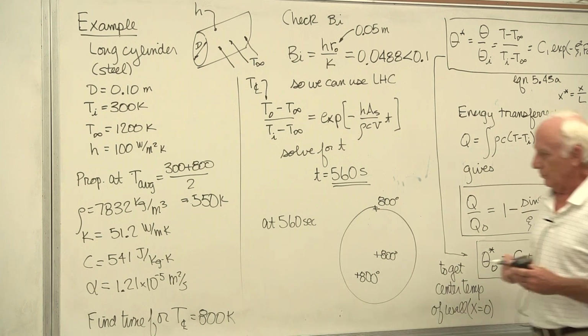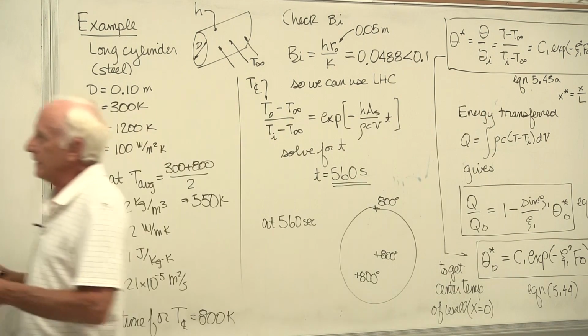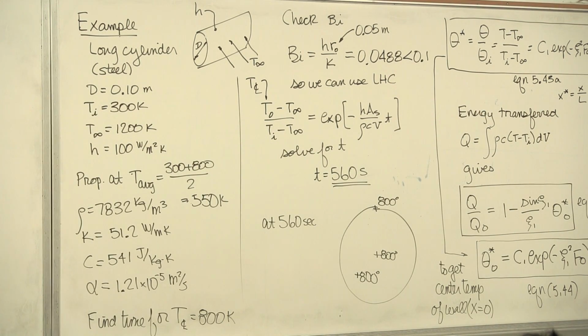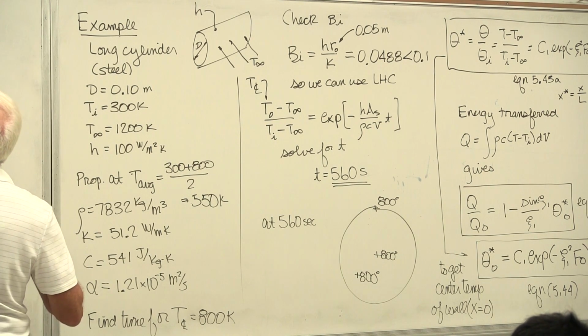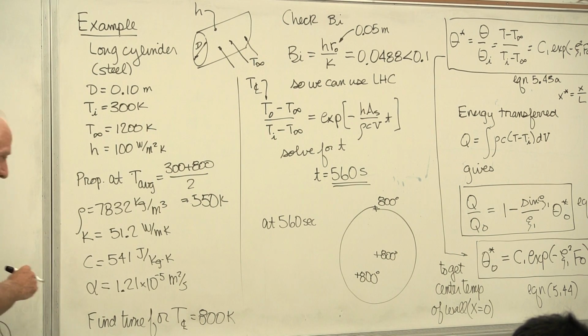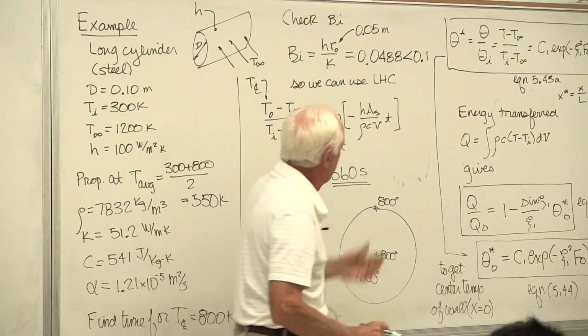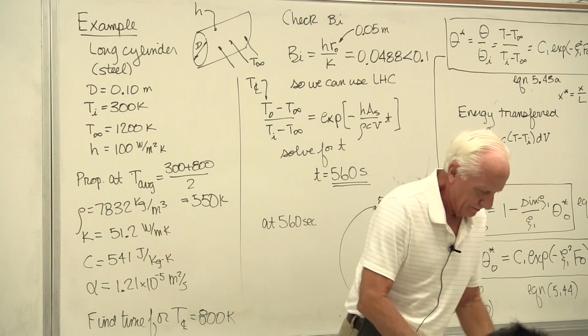Now, we're going to check that against the approximate solution. Remember, the approximate solution is an approximate solution to an infinite series, which is a solution of the governing partial differential equation. Is it valid for this Biot number? Well, of course it is.